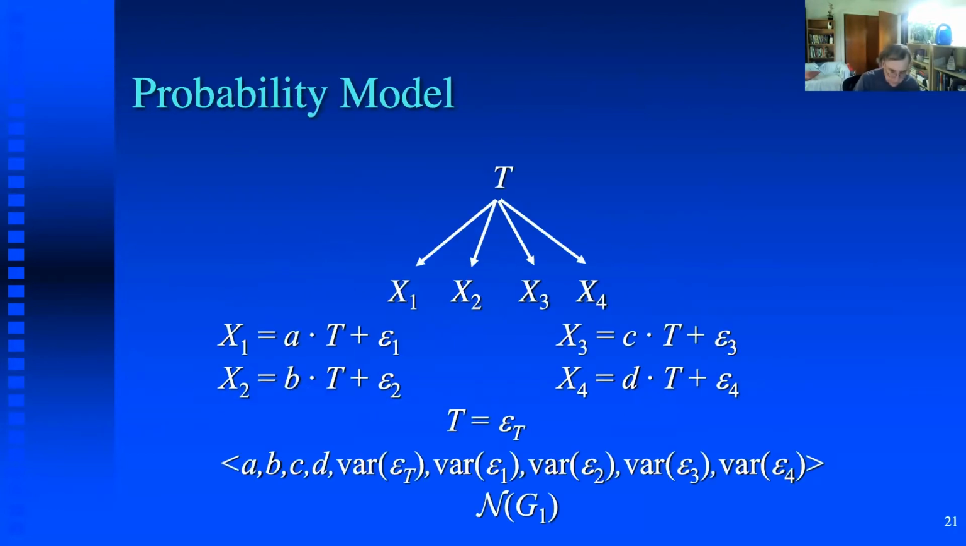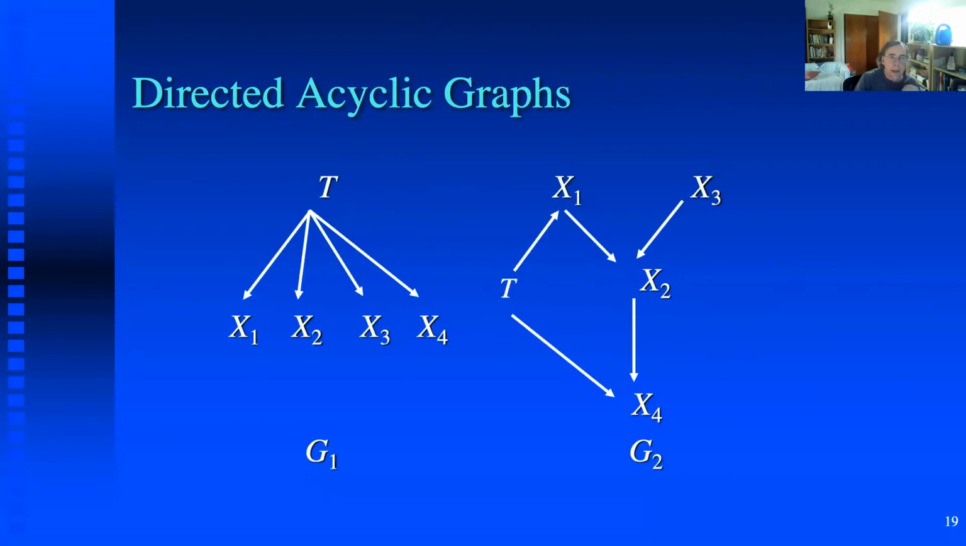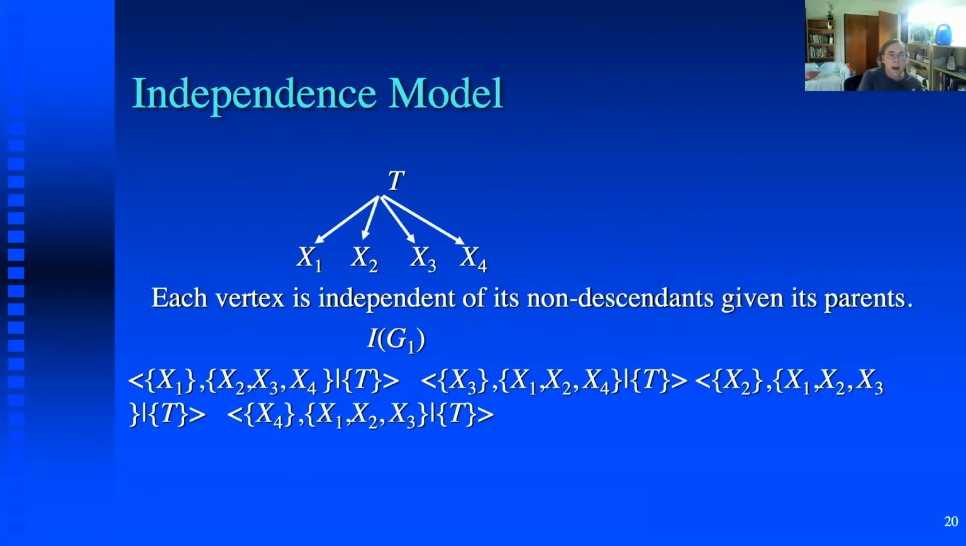So let's look at these two graphs, G1 and G2. Let's look at G1. Each vertex is independent of its non-descendants given its parents. So the independence model is simply that x1 is independent of the other observed variables x2 through x4 given t, and similarly for every observed variable x1, x2, x3, x4. That's my independence model.